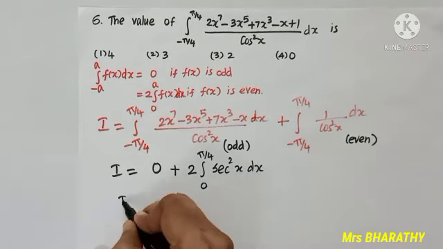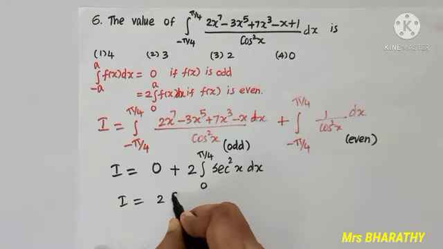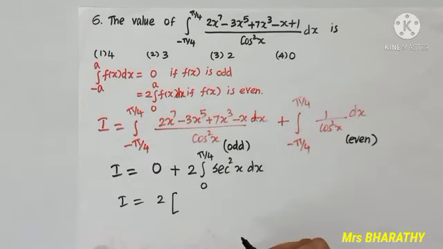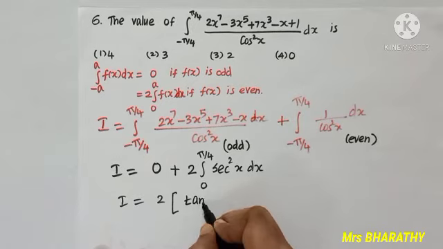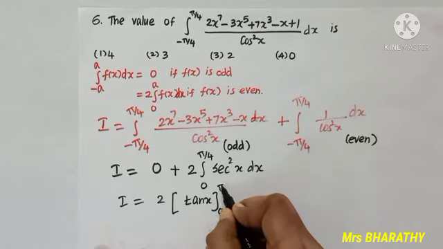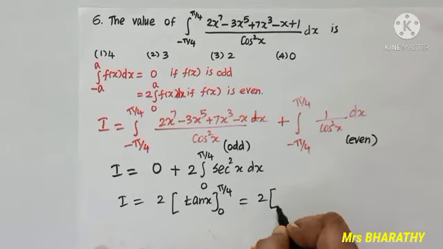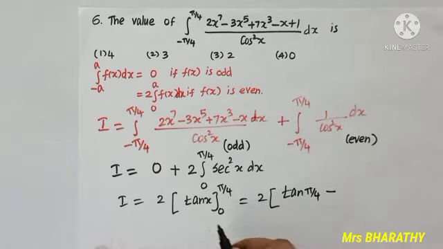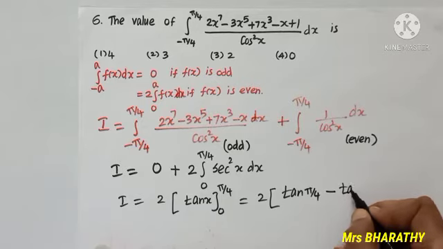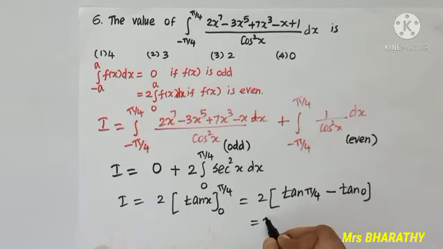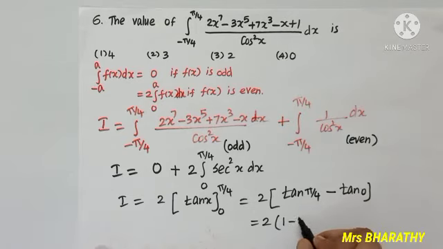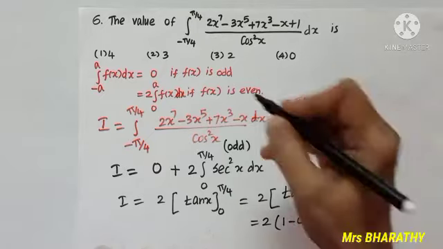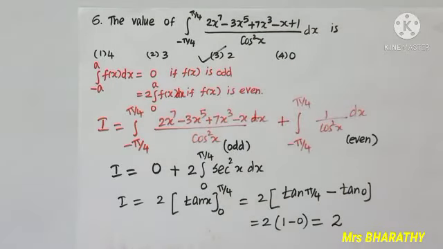And we just remember the integral. Secant square x is tan x between the limit 0 to pi by 4. Putting upper limit tan pi by 4 minus putting lower limit tan 0. 2 into tan pi by 4 is 1. Tan 0 is 0. As we multiply, we get 2 and option 3 is the right choice.